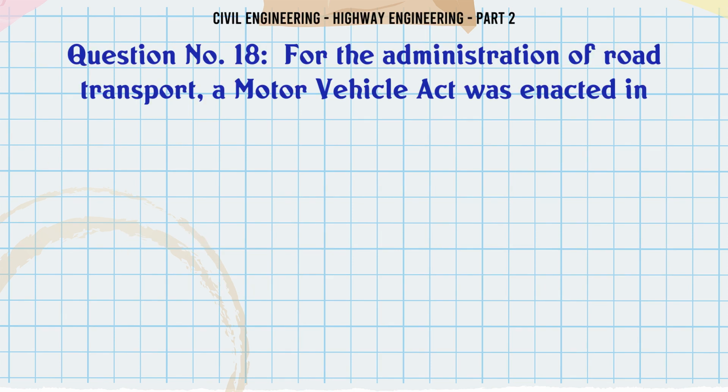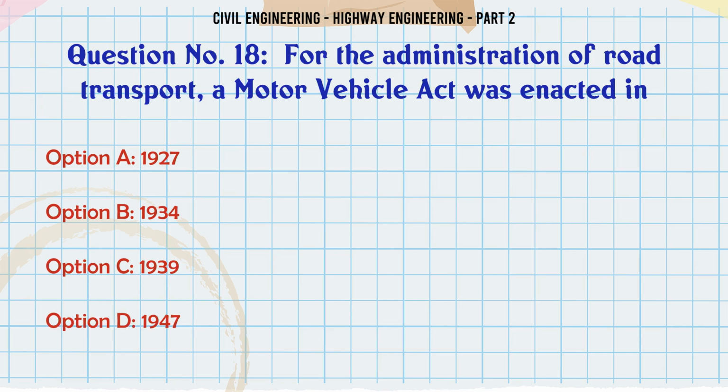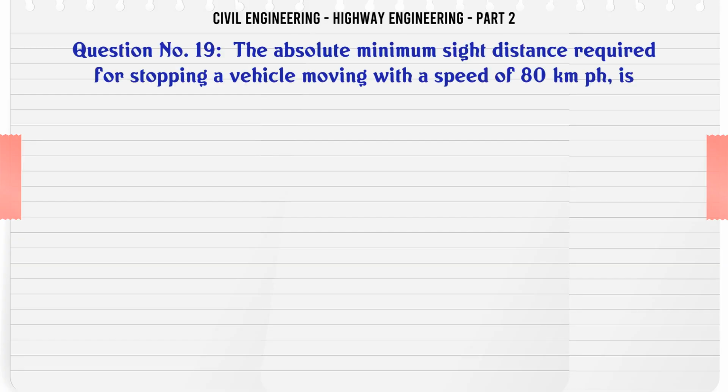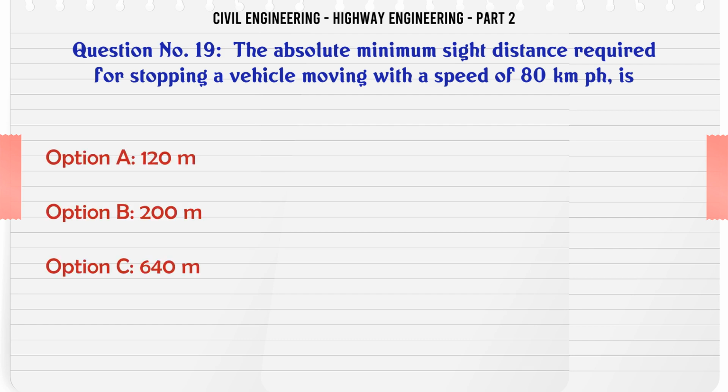For the administration of road transport, a Motor Vehicle Act was enacted in A. 1927, B. 1934, C. 1939, D. 1947. The correct answer is 1939. The absolute minimum sight distance required for stopping a vehicle moving with a speed of 80 km/h is A.